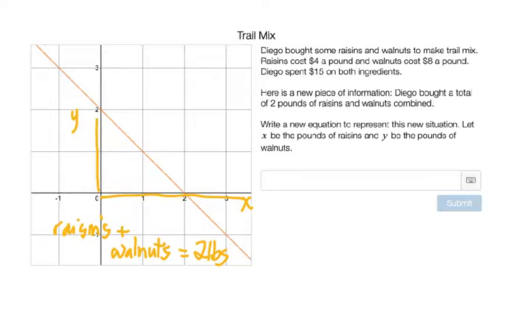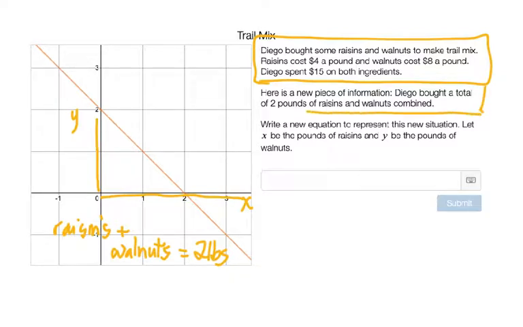So then we're still talking about the raisins, this first paragraph, take a look. That hasn't changed. But now we come down here and we're told something else. So instead of spending $15, we are told that he bought 2 pounds of raisins and walnuts combined. So now we're supposed to write a new equation. New, not the old one, the new one. And we're supposed to write it based on this situation.